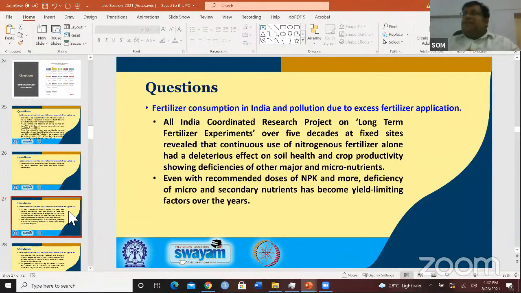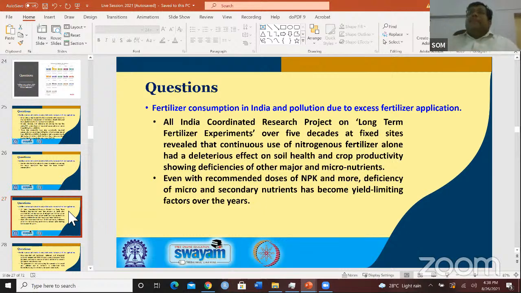Instead, we should move towards integrated nutrient management, where inorganically synthesized fertilizer should be applied along with organic fertilizer, organic manure, in a judicious manner for sustaining the environment, so that there is no substantial decrease in the native fertility status of the soil. This is very, very important. So guys, that is why we should be very, very careful.